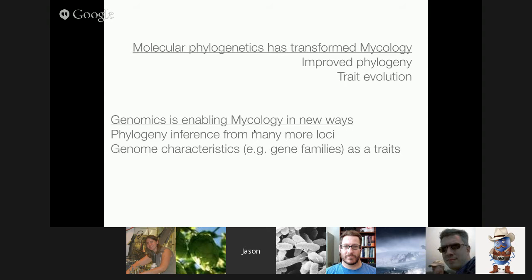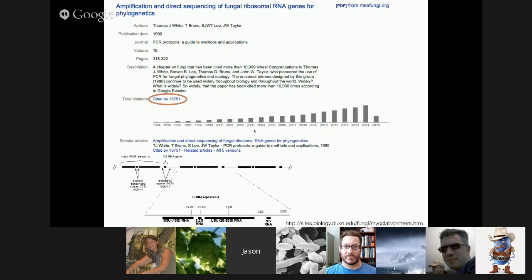But also we're able to look at things like the genome characteristics as a trait and see how that changes over time. And so these are important things, as I alluded to, when we're trying to understand how metabolism changes. We can use the genomes to go for that.